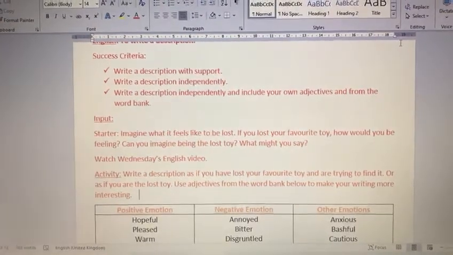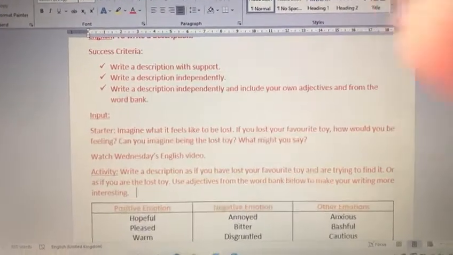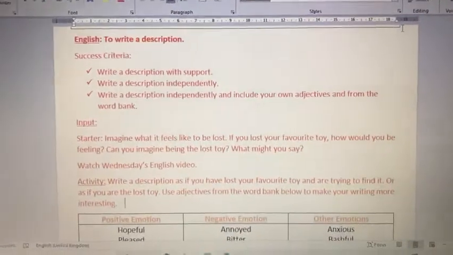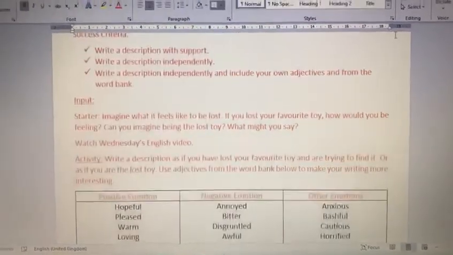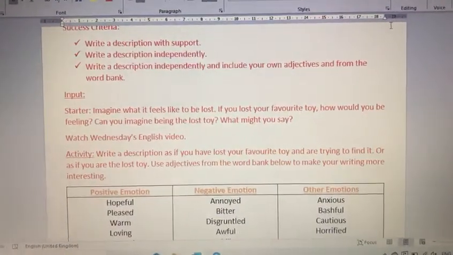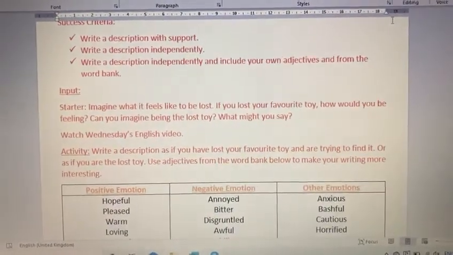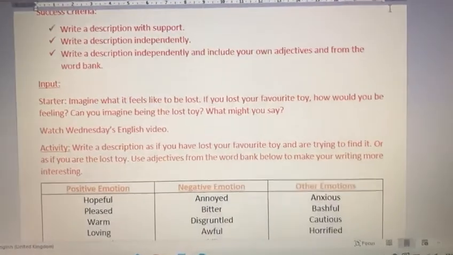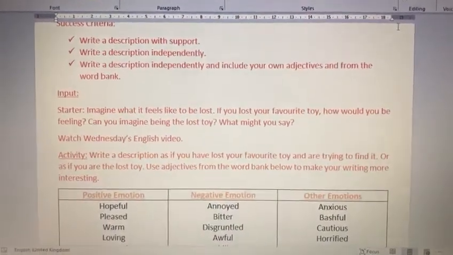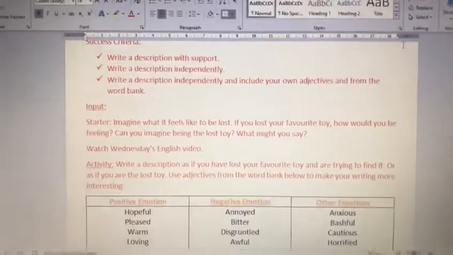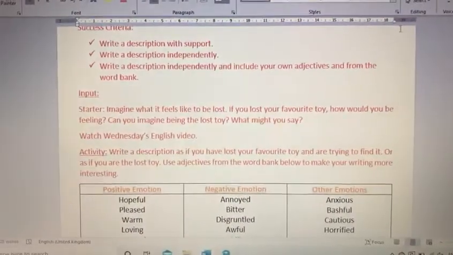Good morning, Year 1. For today's English lesson, I would like you to write a description. Now, I want you to think about imagining if you had lost your favourite toy and are trying to find it, and how you might be feeling during that time of losing your toy. Or you can write from the point of view of the toy, who is the one who is lost.